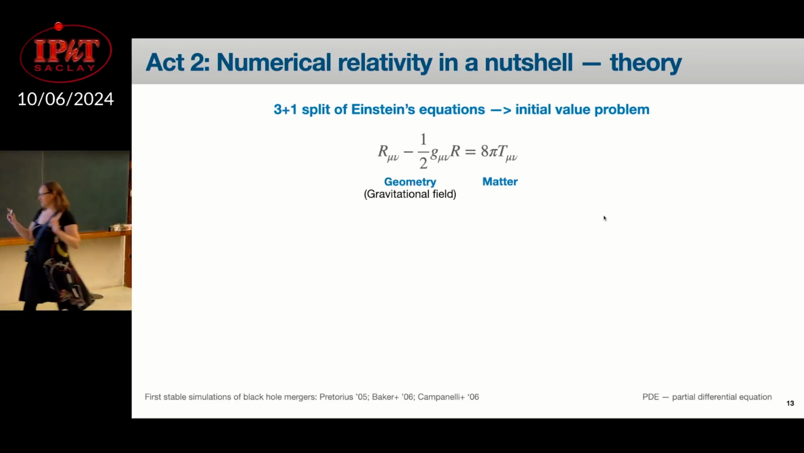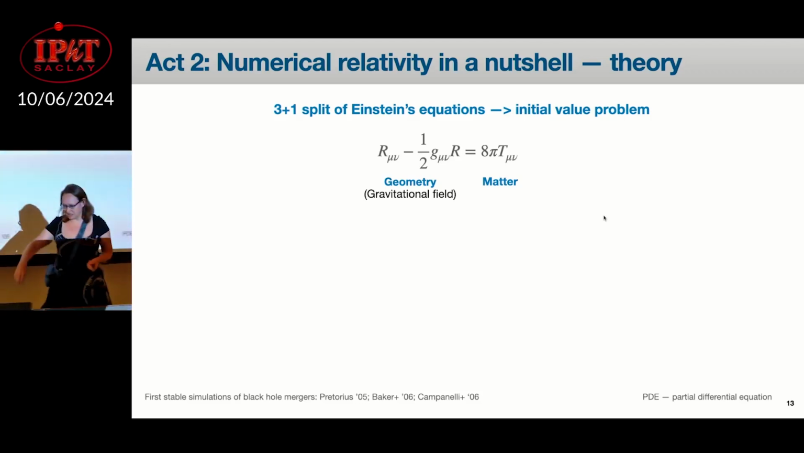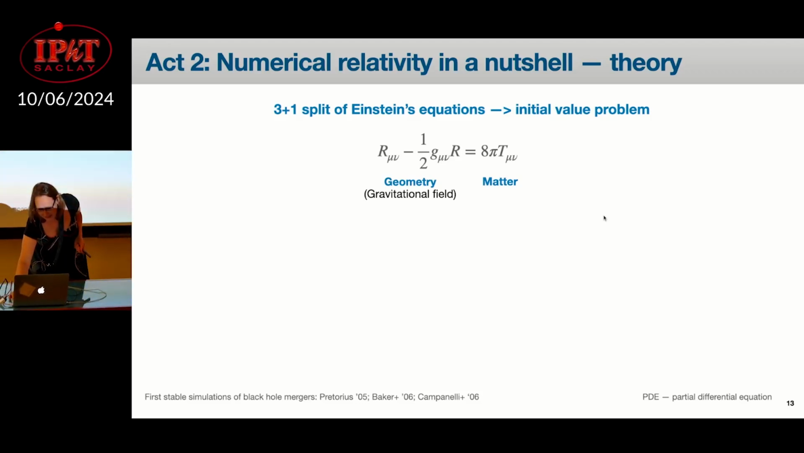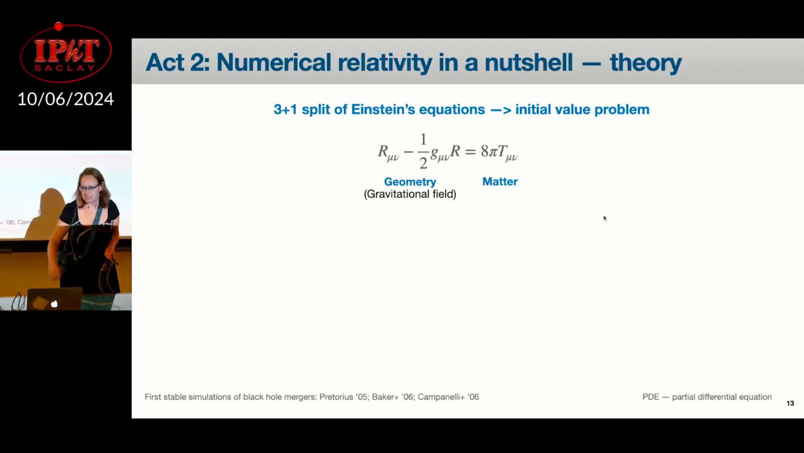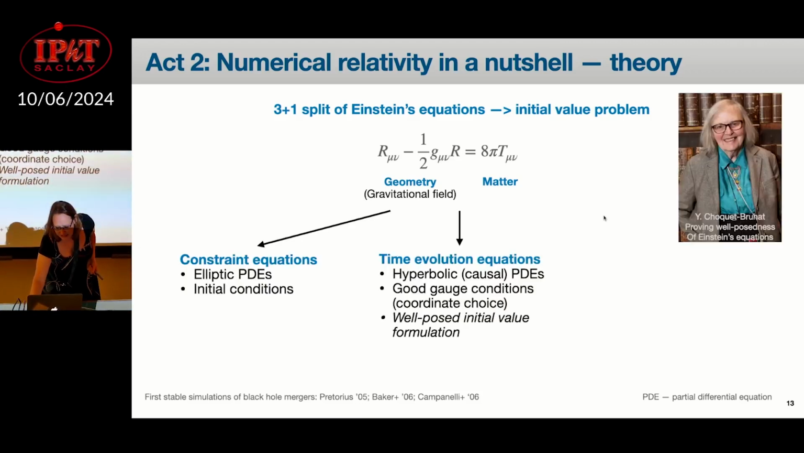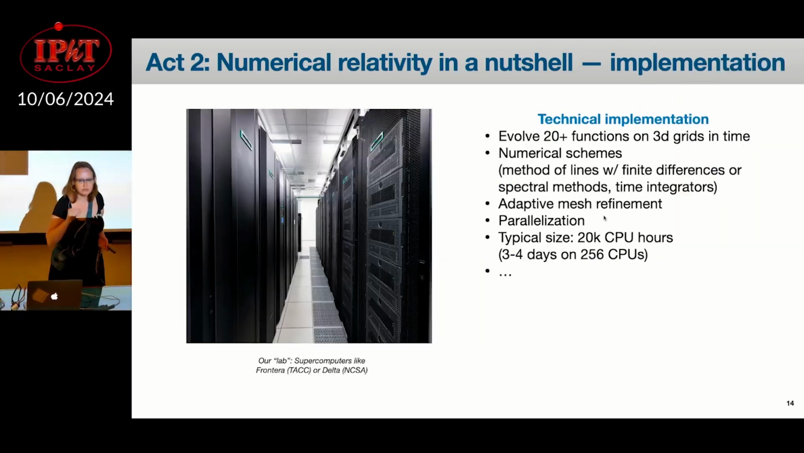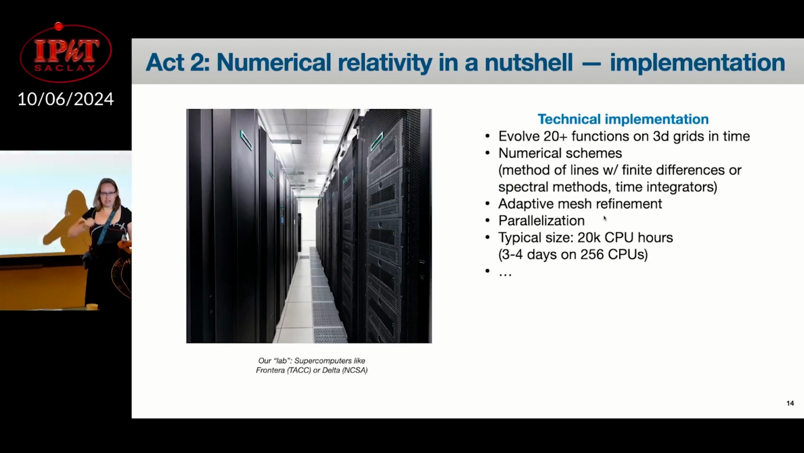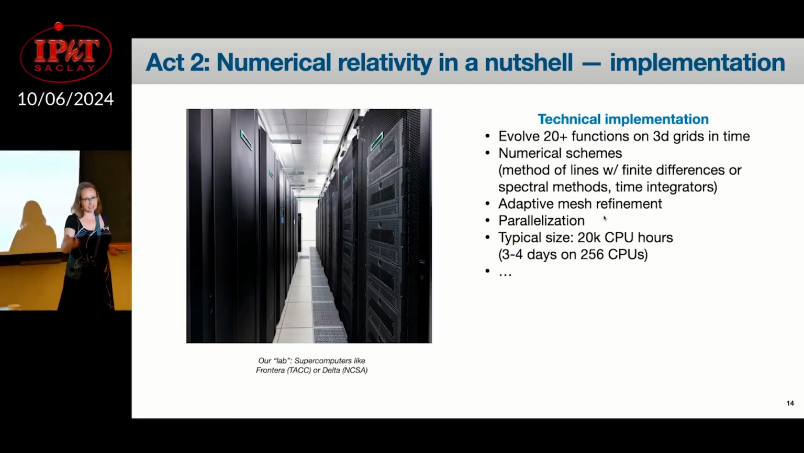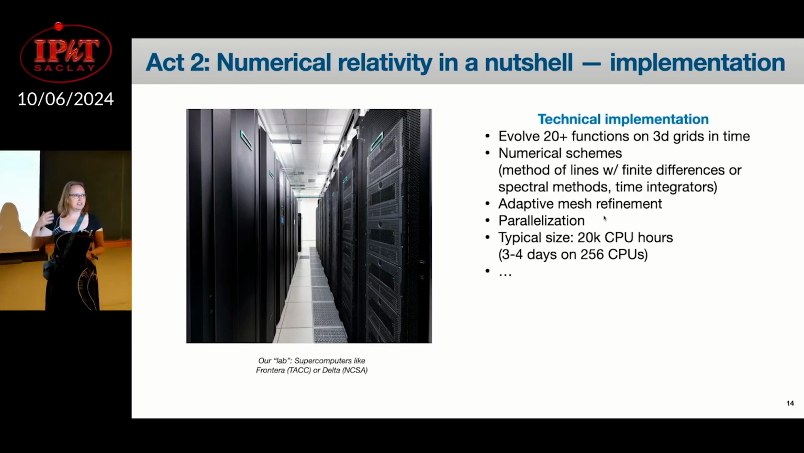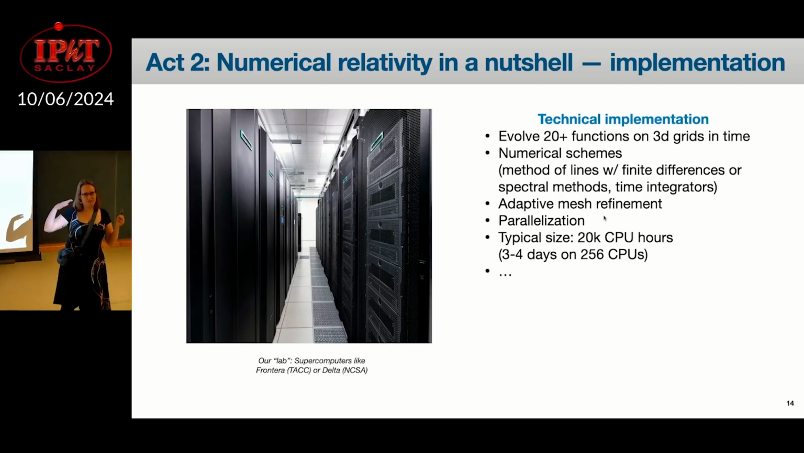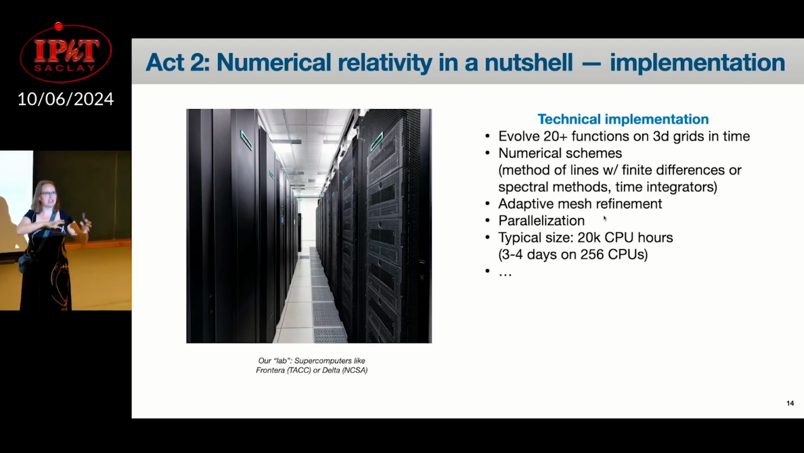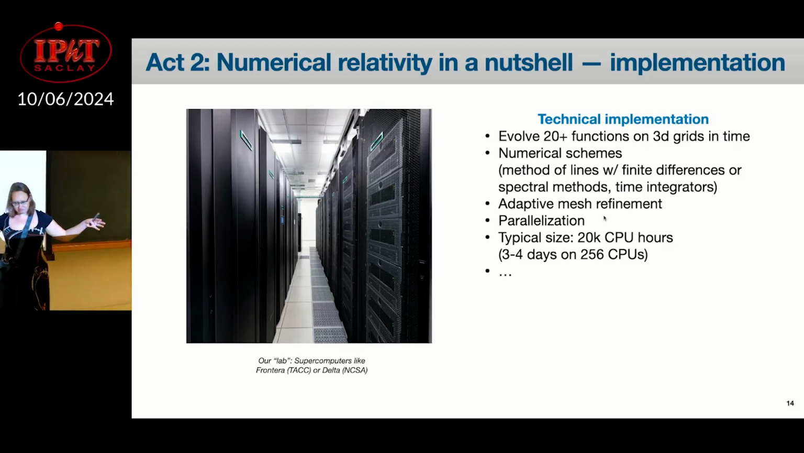So let me just go to the next slide. This is one of the things that we need to think about. And of course, the next question is how do we implement this technically, right? Because now if I write down my metric, extrinsic curvature, all the gauge functions, I end up with 20 plus functions on a three-dimensional spatial grid.